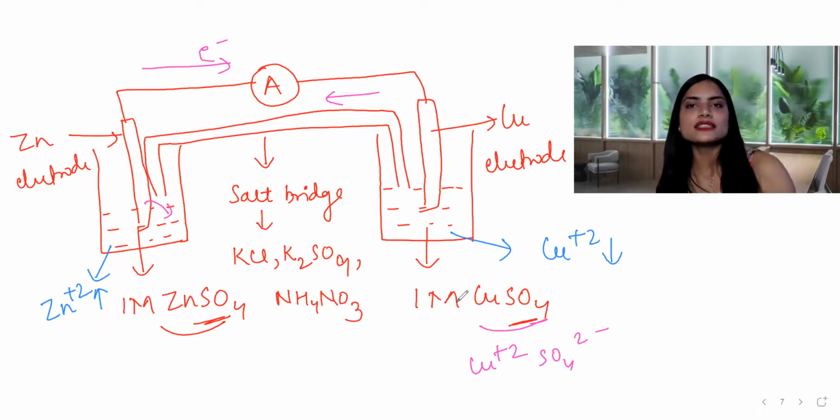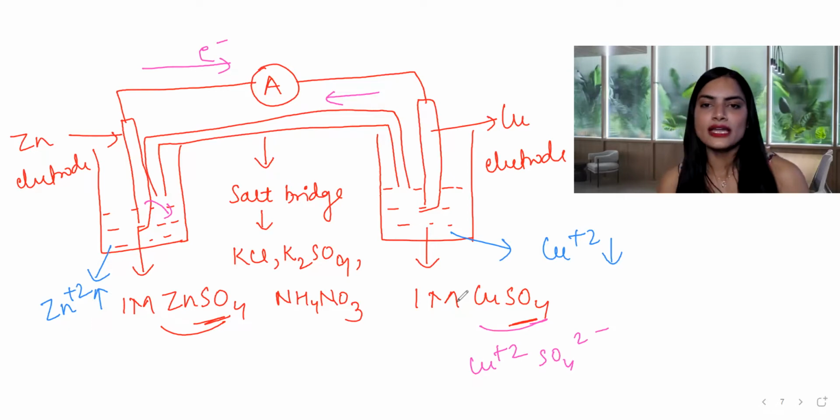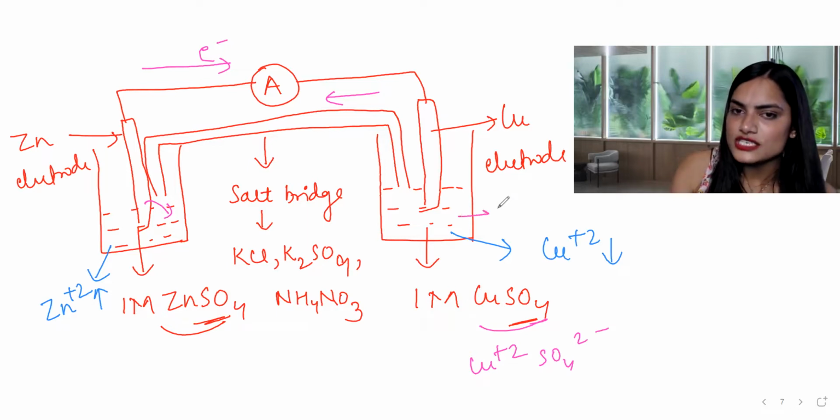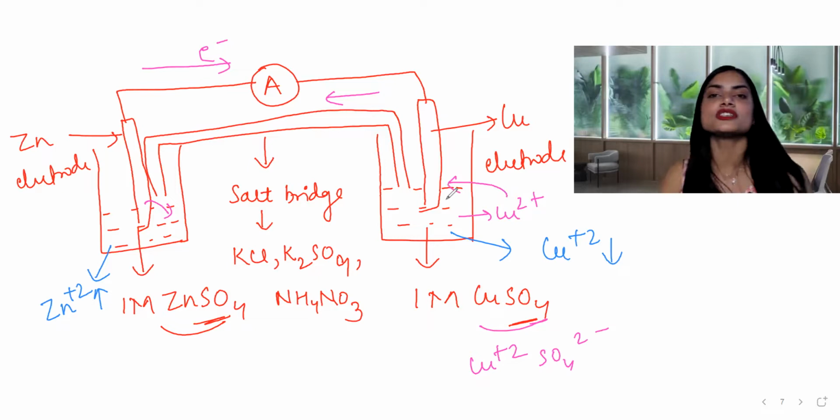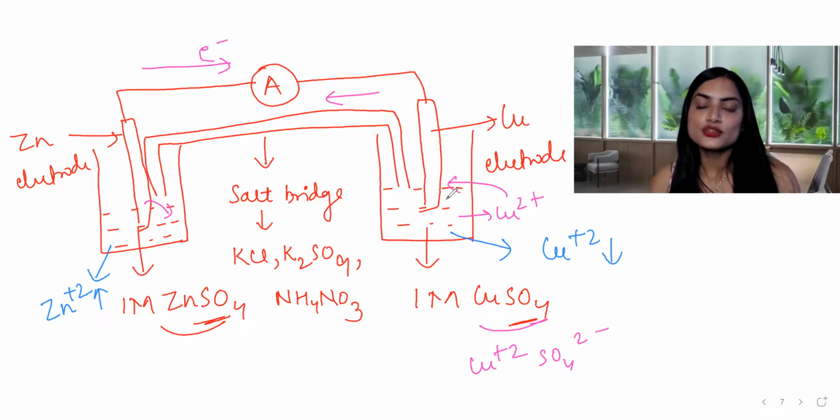Now, where are these electrons coming from that the copper ions are gaining? Copper ions which are present here must be gaining electrons and then they are depositing on the copper electrode. So here we can say that reduction is taking place. Now, from where are these electrons coming that the copper ions are gaining?